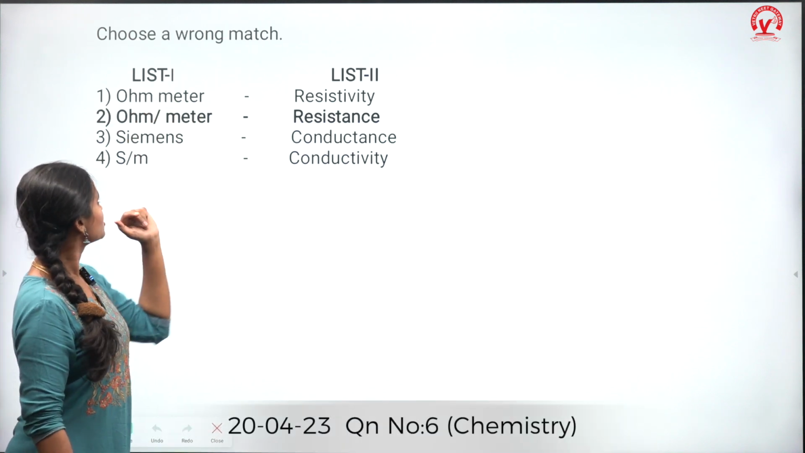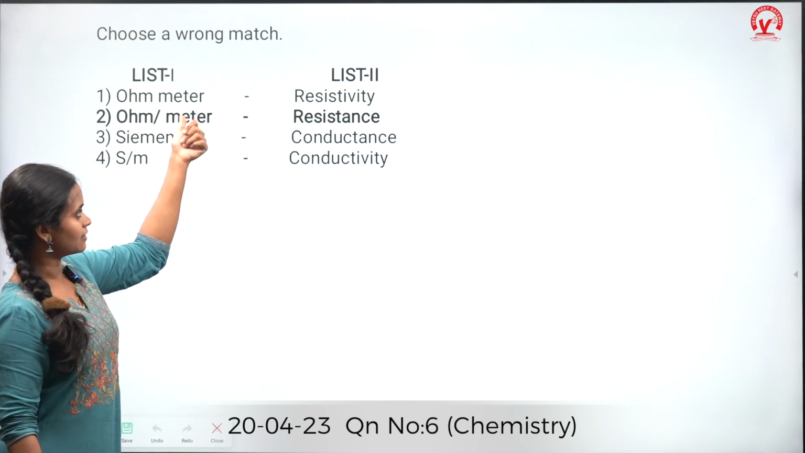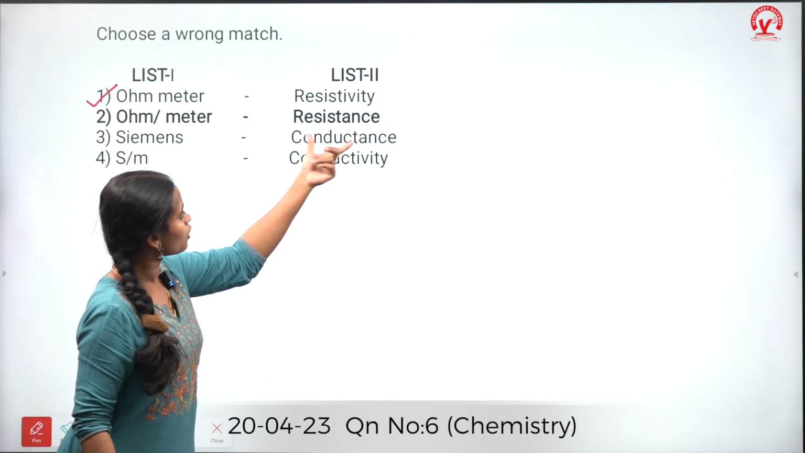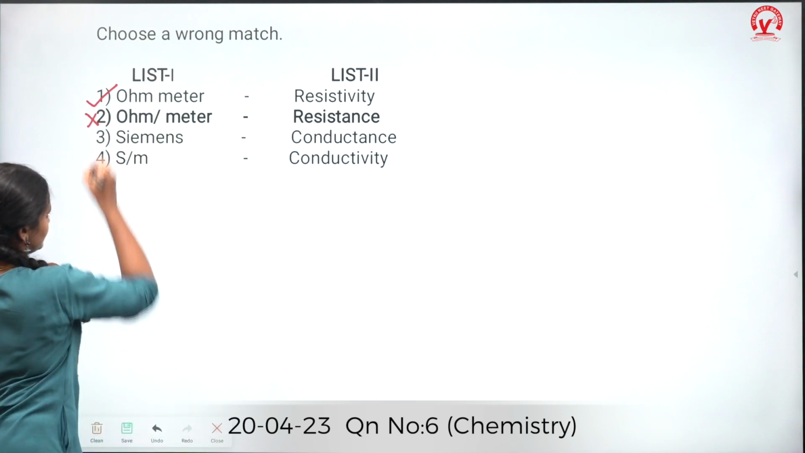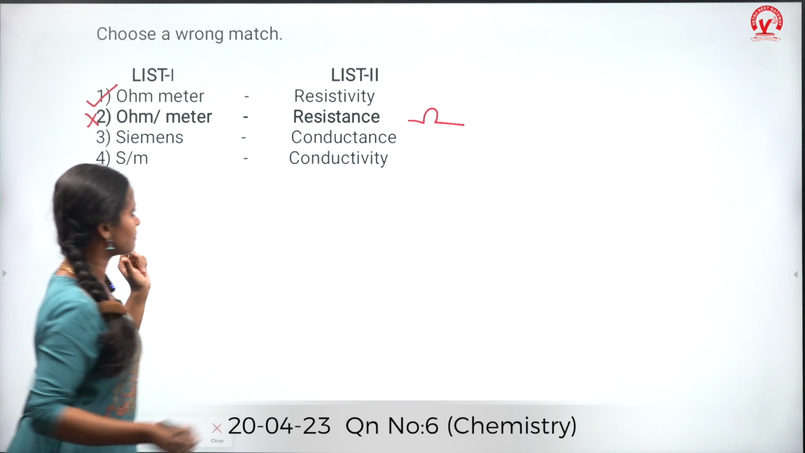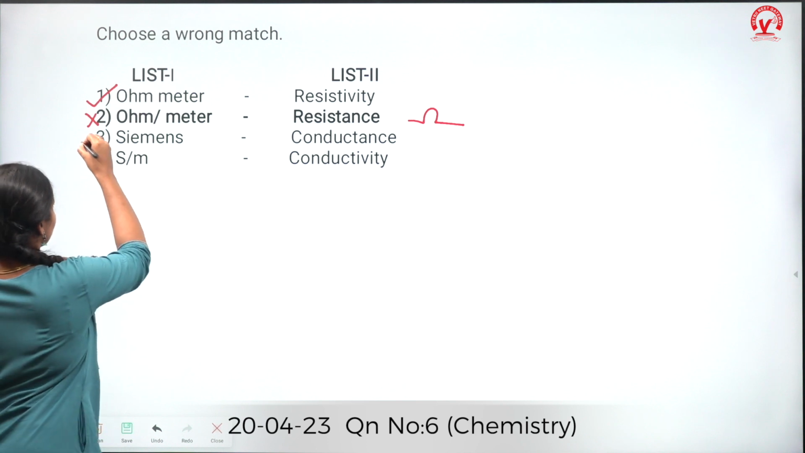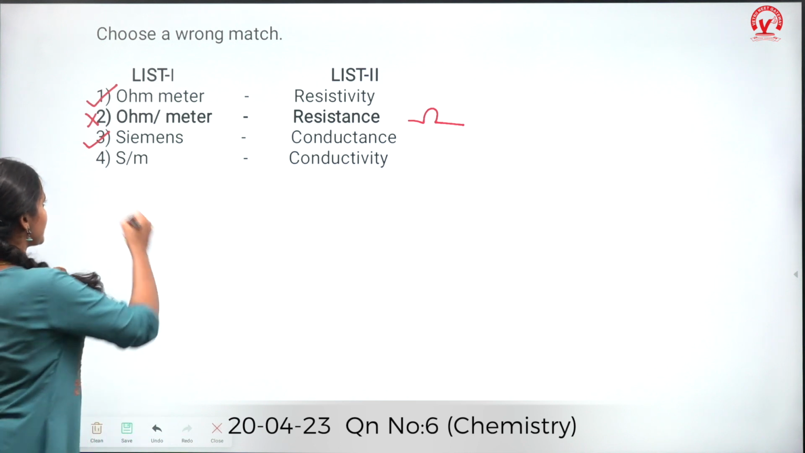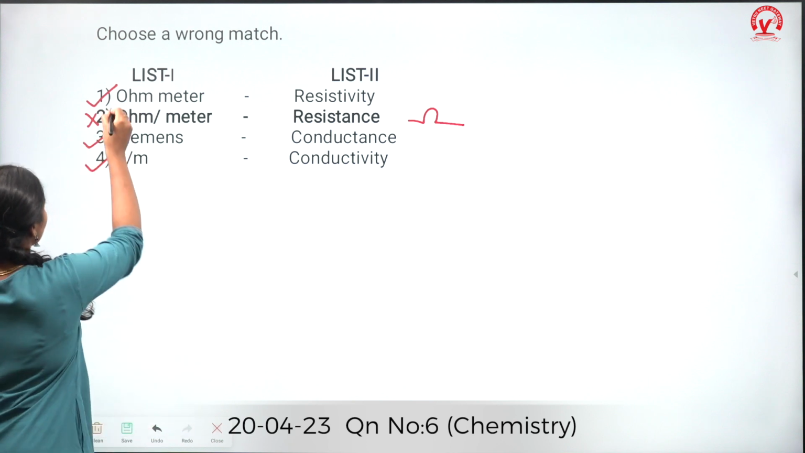Choose the wrong match. Here the unit of resistivity is ohm meter. That is correct. Then second one is the unit of resistance is ohm per meter. This is not correct because the unit of resistance is ohm, not ohm per meter. Then third one is the unit of conductance is Siemens. That is also correct. And fourth one is the unit of conductivity is Siemens per meter. That is also correct. So option 2 is the wrong one.